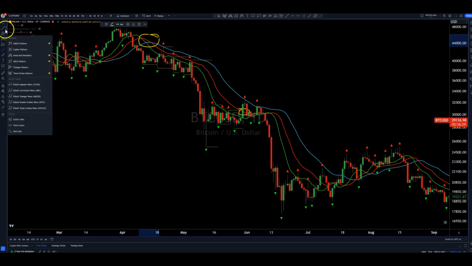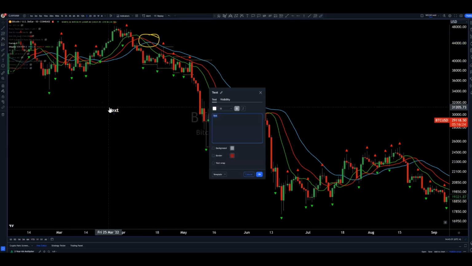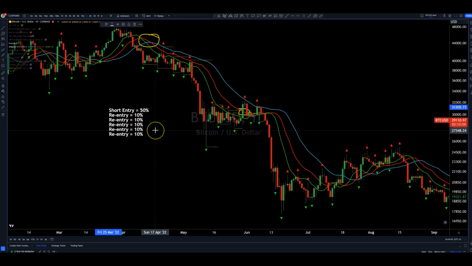Now, maybe you say, short entry equals 50% of a position. That way it gives you room for successive entries. Re-entry would be 10% size, and so on and so forth, right? That way it gives you some room. Let's say you're blessed with 5 re-entries, right? Based on sizing. That way, initially, you're not just throwing your entire stack into a cross here.